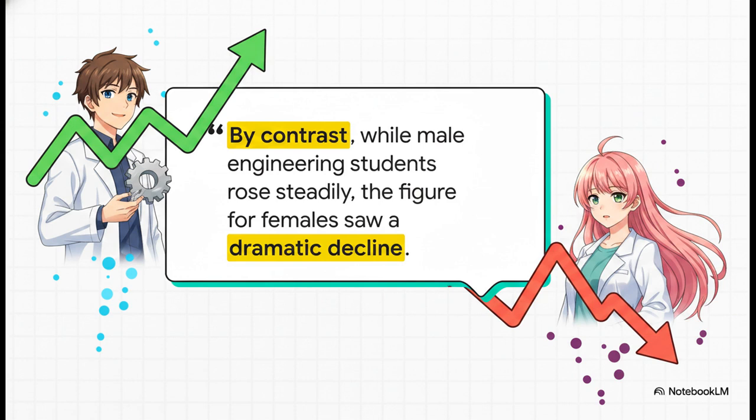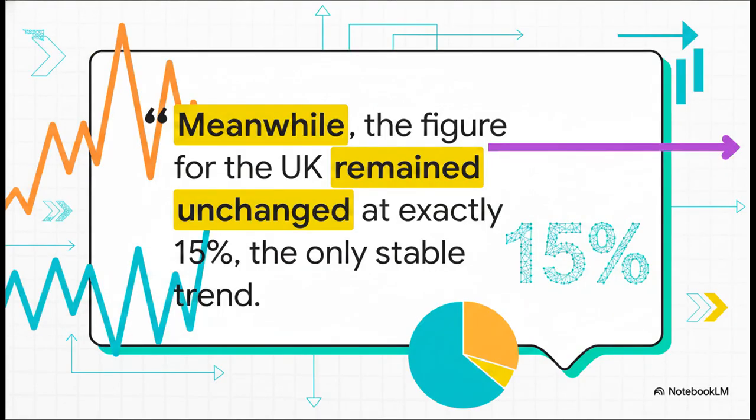By contrast, while the proportion of male students studying engineering rose steadily, the figure for female students saw a dramatic decline to only 5%. You use meanwhile when you're talking about trends happening at the same time. For instance, meanwhile, the figure for the UK remained unchanged at exactly 15%, making it the only country with a stable trend throughout the decade.